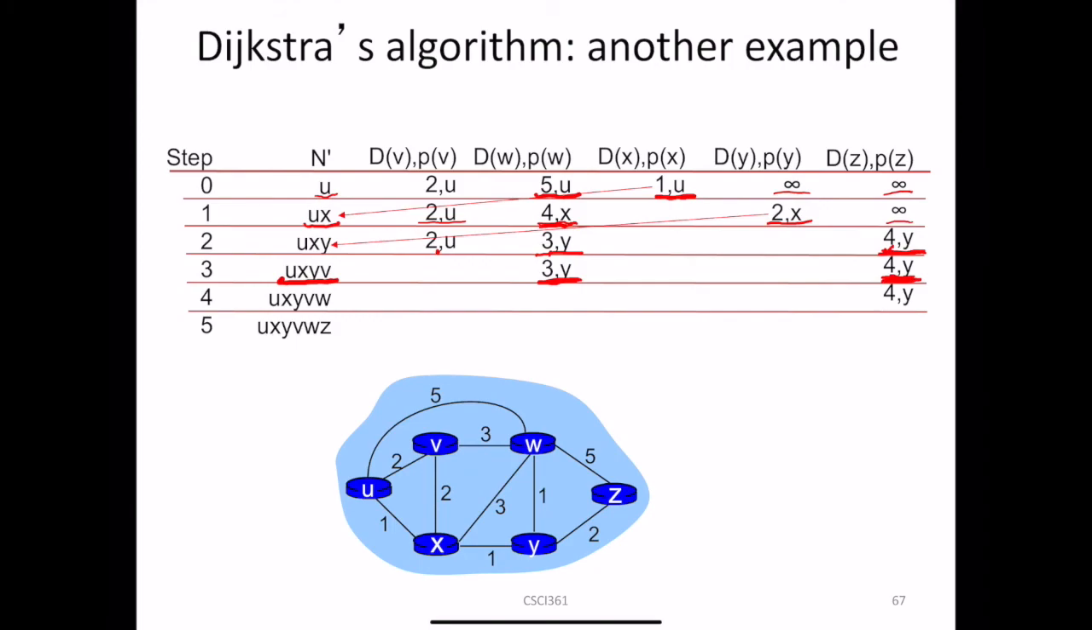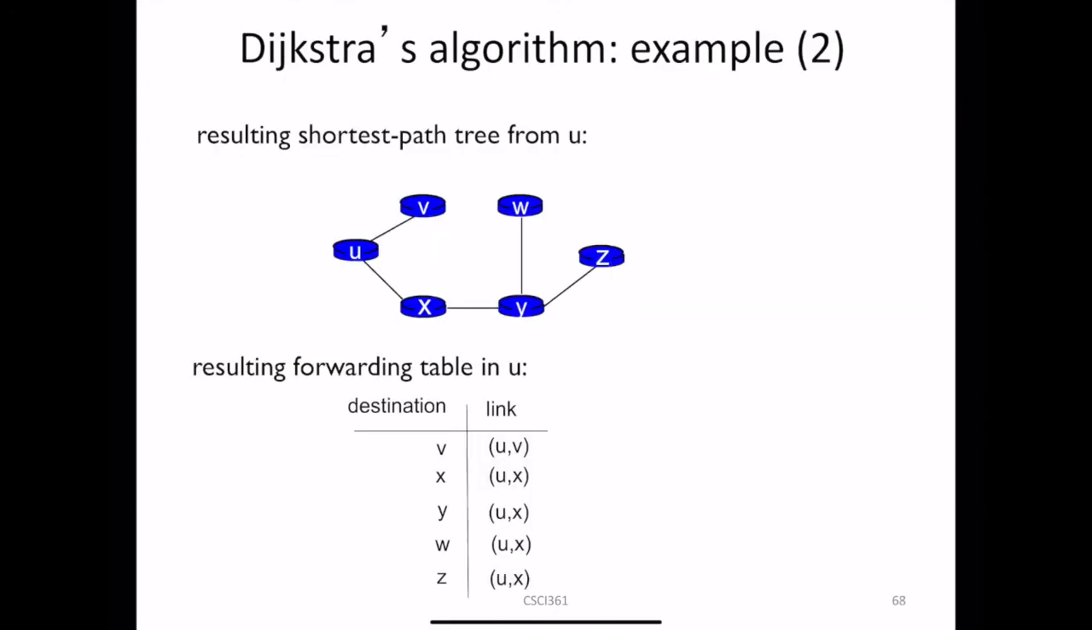Here we have a comparison between 3 and 4. Then we need to add w into our N prime set. Then we only need to check w with z, and we find we still need to keep the old value, which is 4y. And then finally, we can add router Z into this set. Then we are finished. So after we finish this update, we can get this shortest path tree from U.